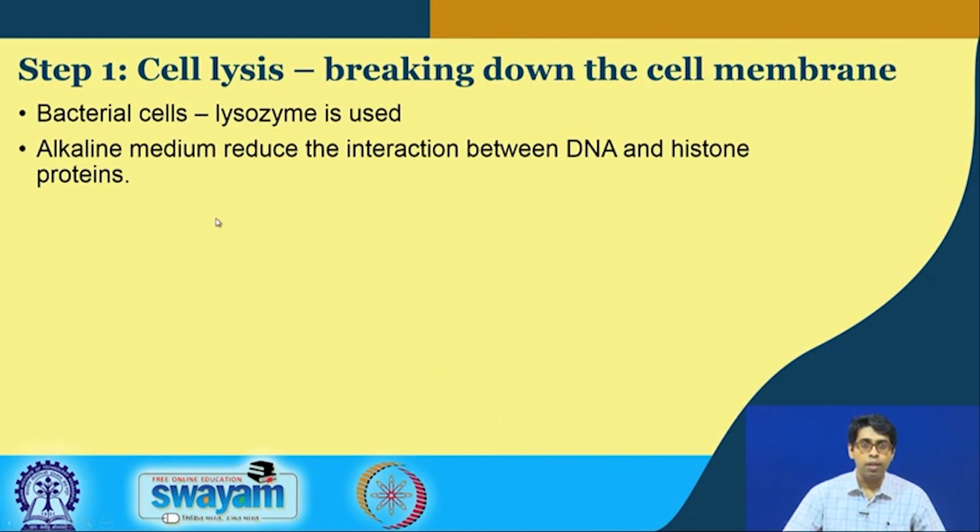Once everything is out in the solution, we have to selectively separate DNA from proteins, because the DNA can be associated with different types of proteins. There are transcription factors, there are different proteins which bind DNA, and most of these interactions are charged interactions. Also, we have to denature the proteins. All of this is achieved by reducing or increasing the pH of the solution.